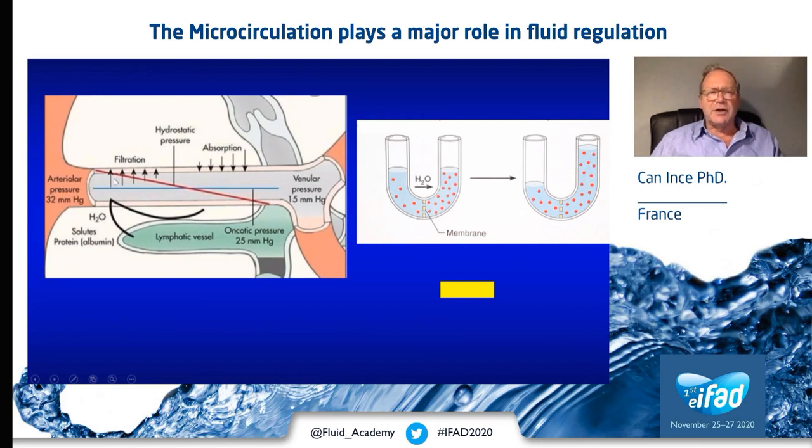So if we now go back to this cartoon, we see that there is an advantage of filtration in the beginning, but an advantage of absorption at the end. So what actually occurs is that what leaves the circulation in the beginning is reabsorbed at the end. And if we look at the sum total of the two, the filtration and the absorption, we actually have a net suction of the fluids from the tissues to the circulation.